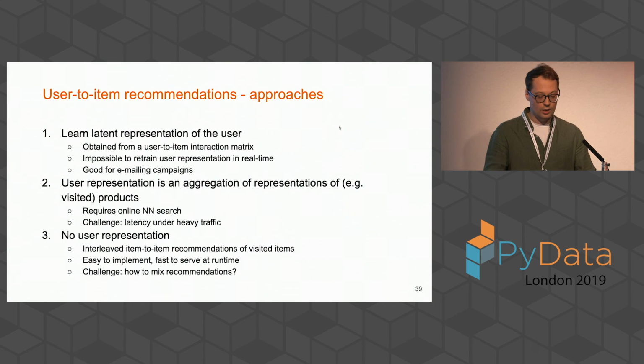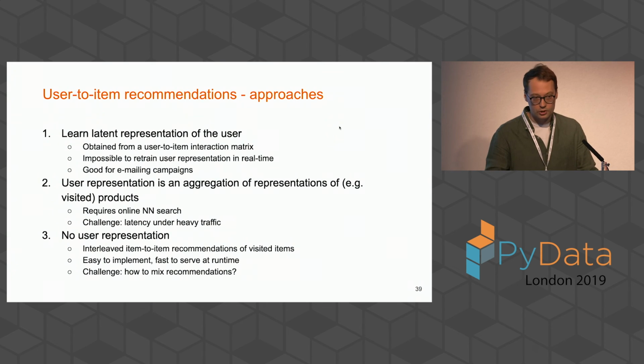The second one, the one we're currently experimenting with, is to obtain the user representation as an aggregation of representations of products, like a sum or an average. This in turn requires an online nearest neighbor search because the query vectors will be unpredictable. We cannot predict every possible browsing history. So this requires an online search, and the challenge here is to keep the latency as low as possible because we no longer can pre-compute everything. We have to actually find the nearest neighbors in real time.